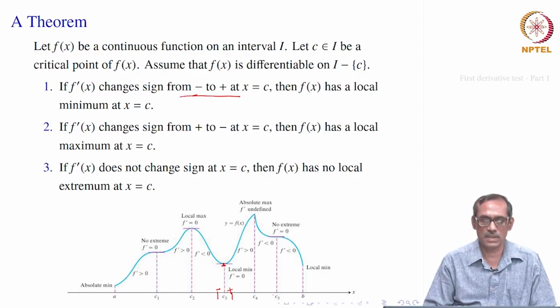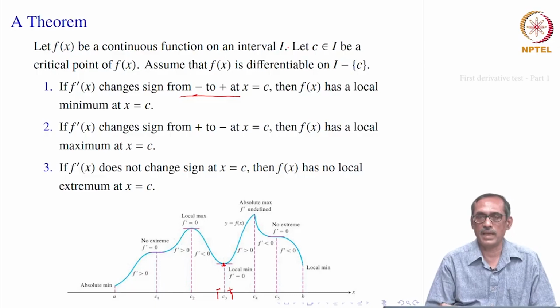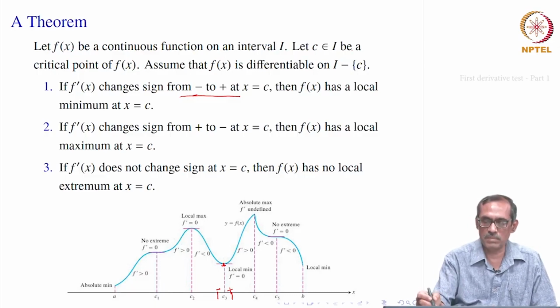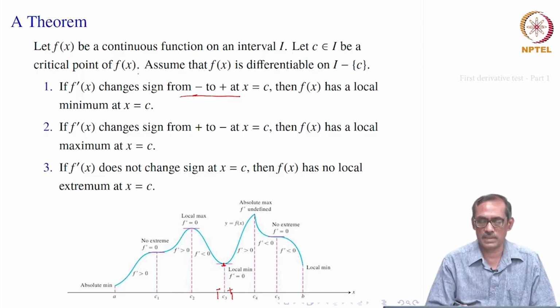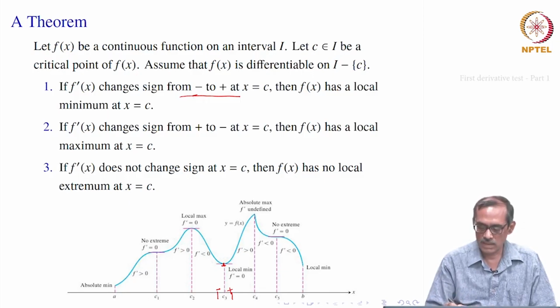So, what are the conditions for this to be satisfied? Of course, all this analysis will be correct provided we have continuity, differentiability and so on. So, we should formulate that. Let f(x) be a continuous function on an interval I. Let us say c belongs to I be a critical point of f(x). Now, assume that f(x) is differentiable everywhere except possibly at c. If at c it is not differentiable, that is also a critical point, right. So, at least on I minus {c} it should be differentiable.